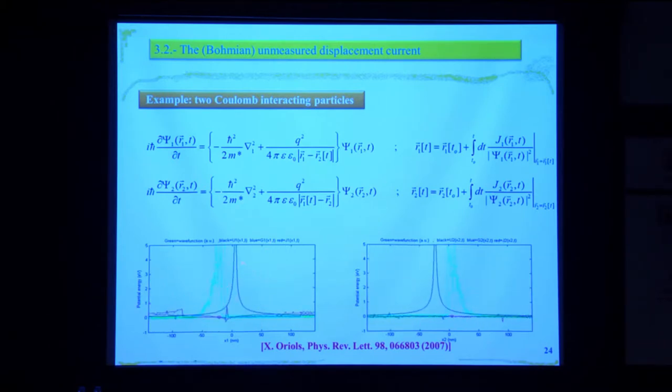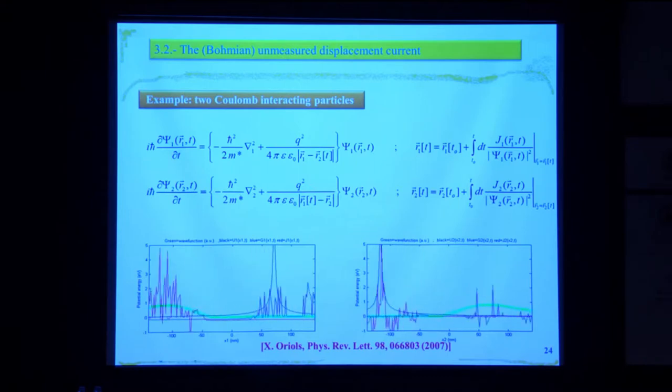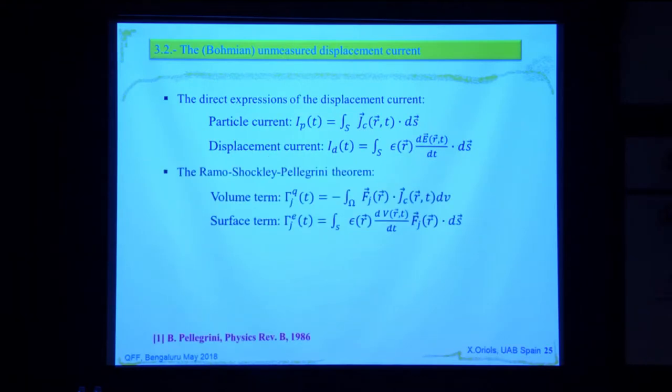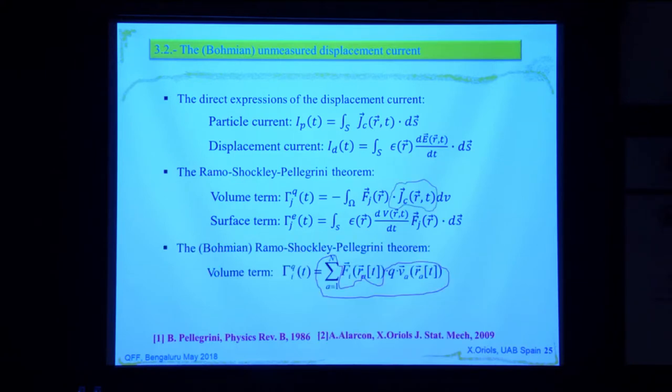So for me, it will be very easy to compute the electrical field, compute the time derivative of the electrical field, and compute the displacement current. This is the displacement current that I am looking for. This is the Ramo-Shockley-Pellegrini theorem, which says that this is another way of writing this current with this function f, which you can find defined in the original papers of Ramo and Shockley. The important point with Bohmian mechanics is that this current, the typical current of quantum mechanics, is just the sum of the Bohmian velocity multiplied by the charge and by a delta function that makes this integral disappear. So basically, I am saying that this displacement current has some relation with the velocity.